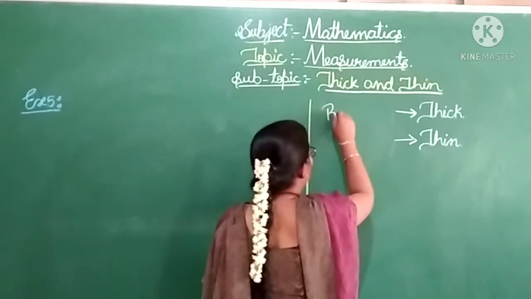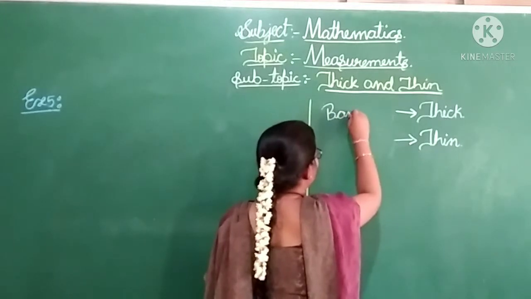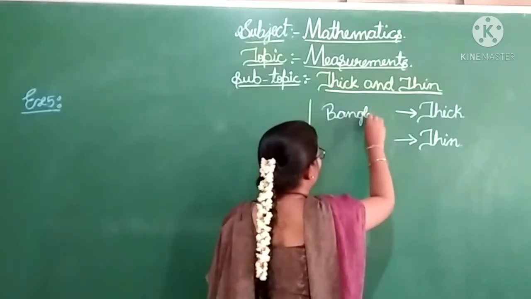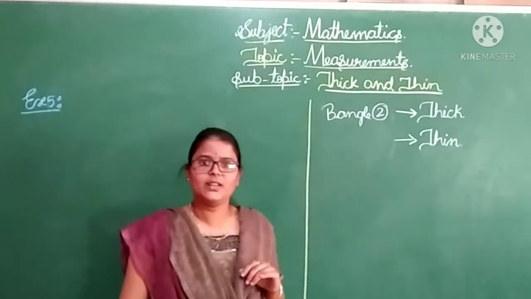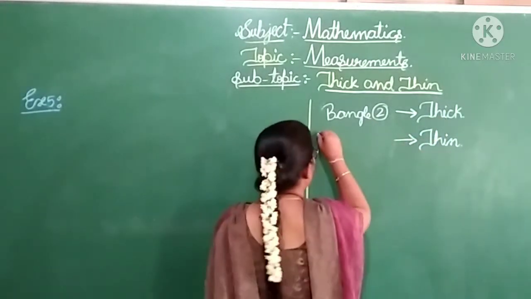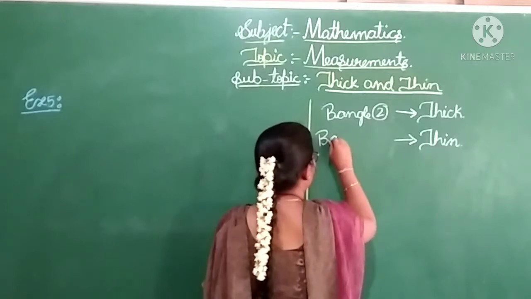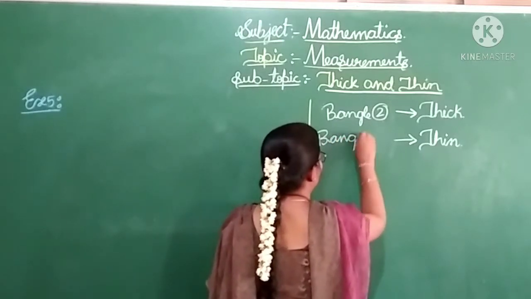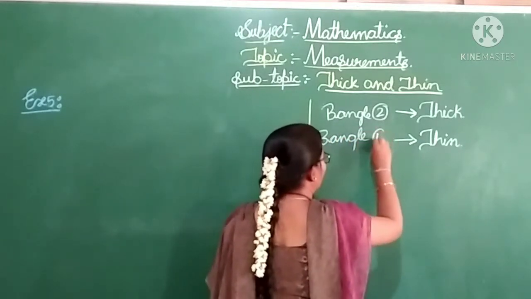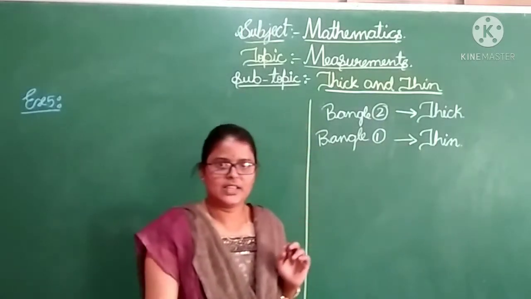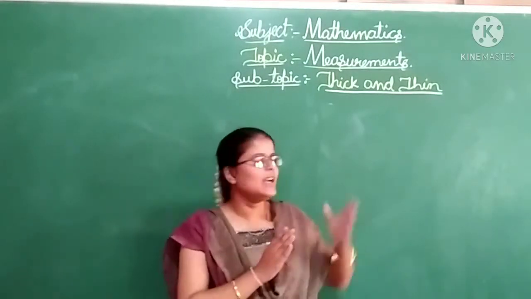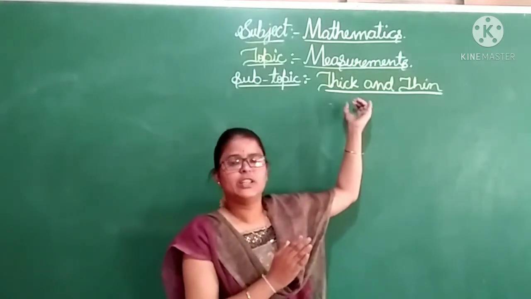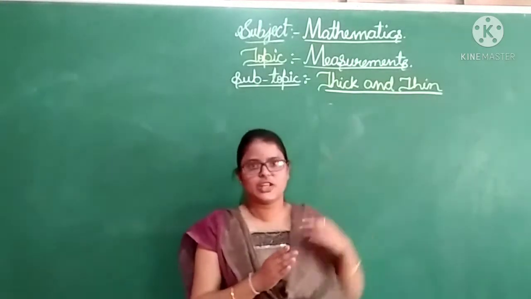Bangle 2 is the thickest bangle, right? Yes. Bangle 1 is the thinnest bangle. Right? Yes. You can use the things in your surroundings. You make a differentiation of thick objects and thin objects.